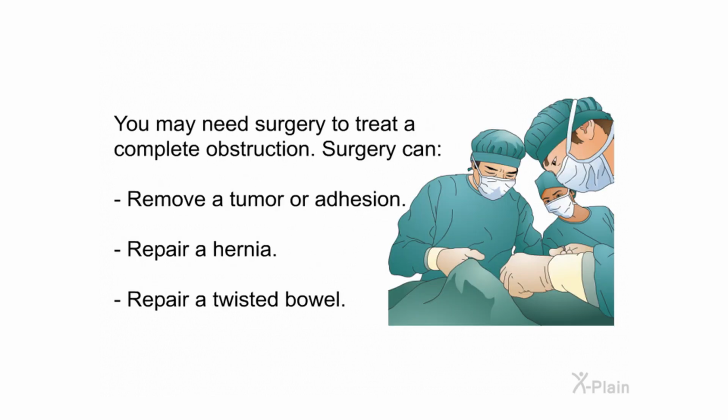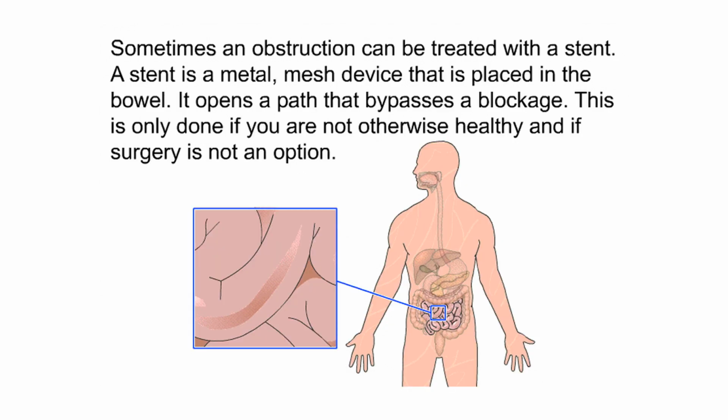You may need surgery to treat a complete obstruction. Surgery can remove a tumor or adhesion, repair a hernia, repair a twisted bowel. Sometimes an obstruction can be treated with a stent. A stent is a metal mesh device that is placed in the bowel. It opens a path that bypasses a blockage. This is only done if you are not otherwise healthy and if surgery is not an option.